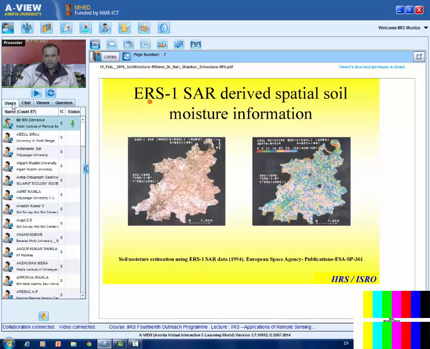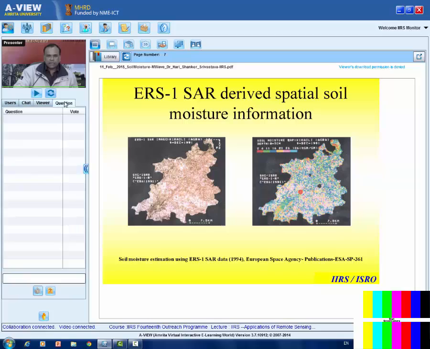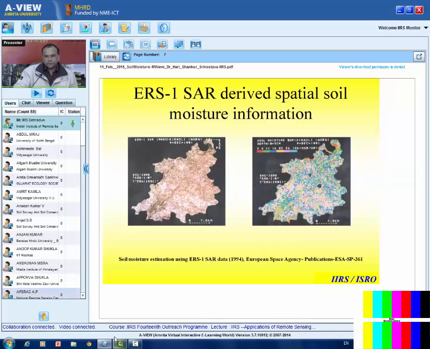This is the map. ERS-1 was actually the first operational SAR sensor, launched in July 1991. At ISRO, in fact all over the world, scientists have explored and exploited this data for soil moisture estimation, and here in India at ISRO we also explored this ERS-1 data for soil moisture estimation. This is a map over a taluka known as Kiravli in district Agra.